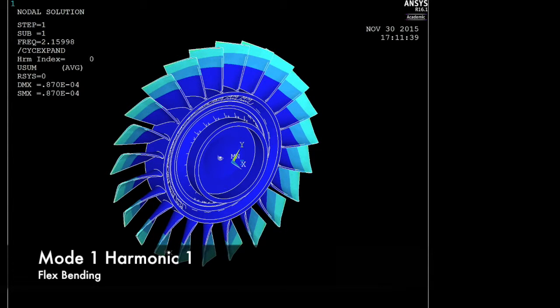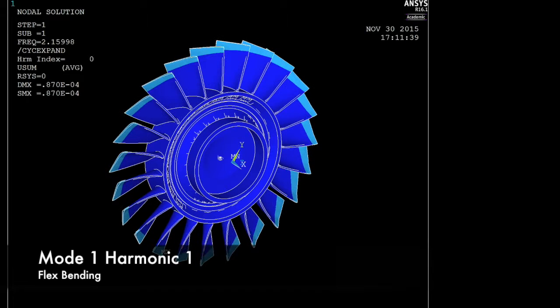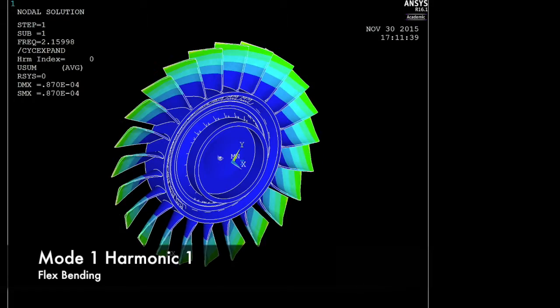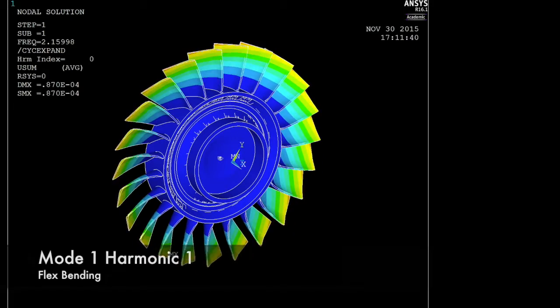It occurs around 2.2 kHz and is known as the first bending mode because it bends across the blade. Notice all blades are in phase with each other. This lets us know that we are in the first harmonic of the system.